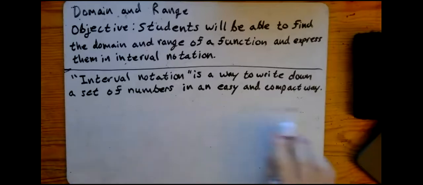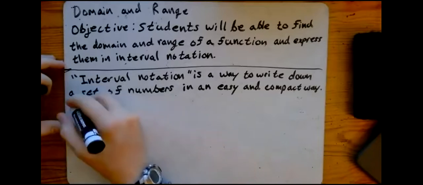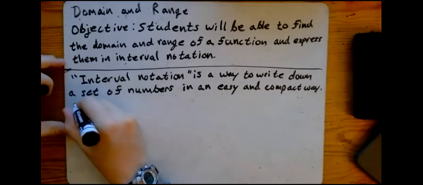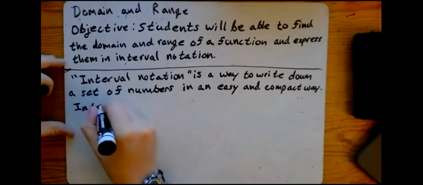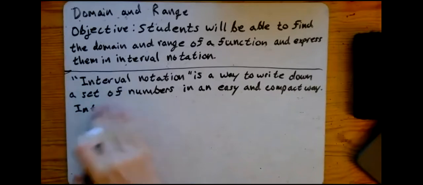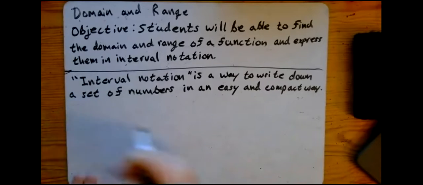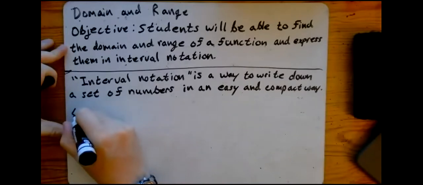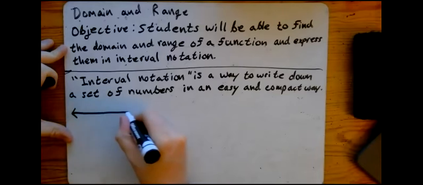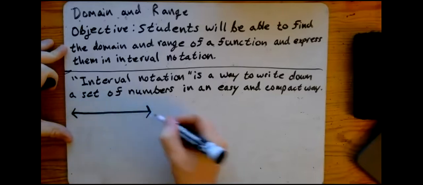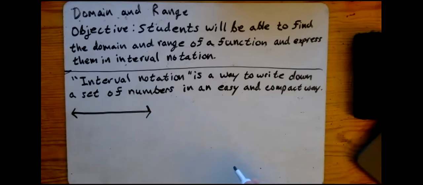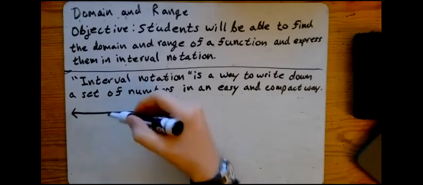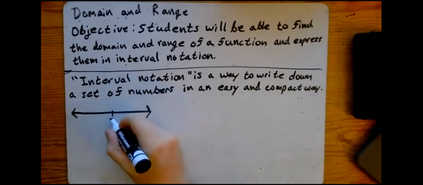Let's try to think, what's the best way to do this? Okay, so let's imagine for a moment the real number line. That line that has all the numbers on it, or all the real numbers on it. There's also a complex number line, or an imaginary number line for imaginary numbers. You probably learned about that in algebra 2.